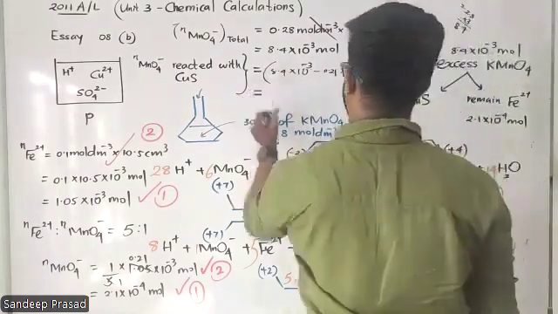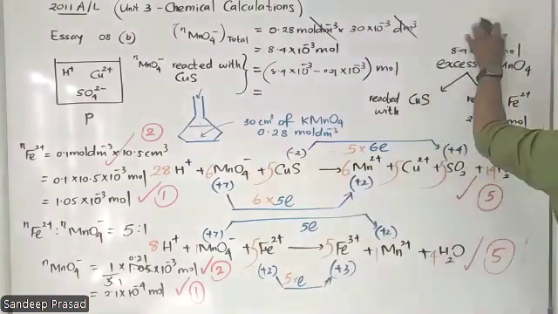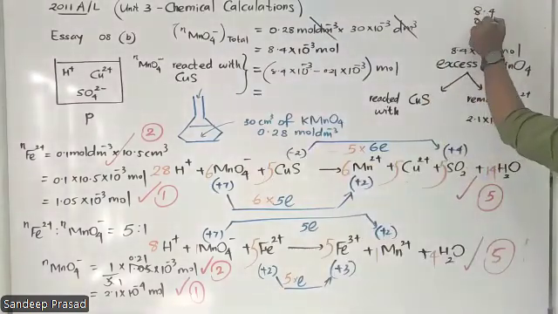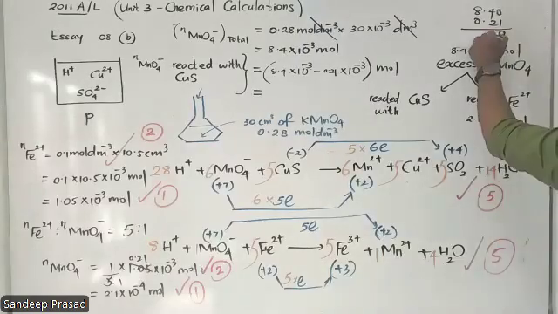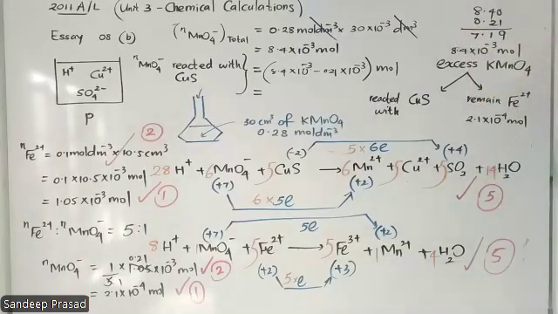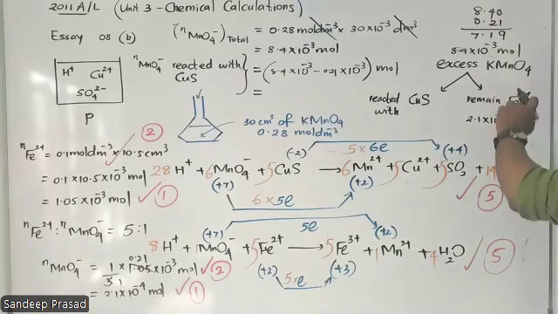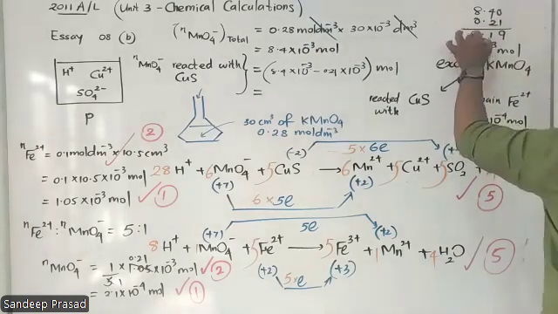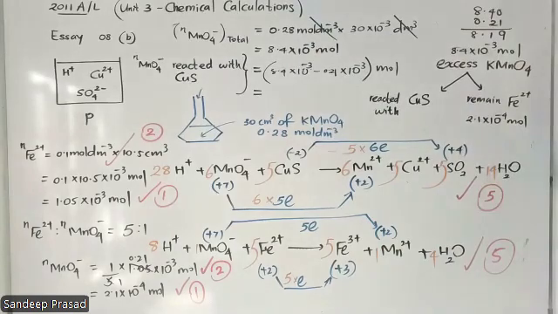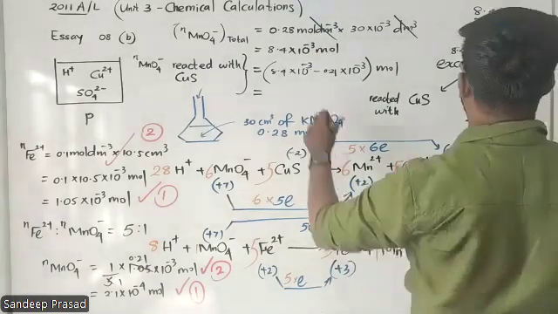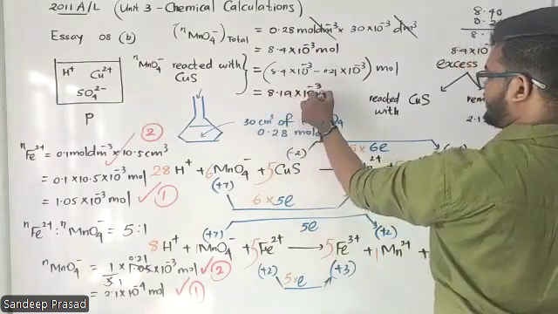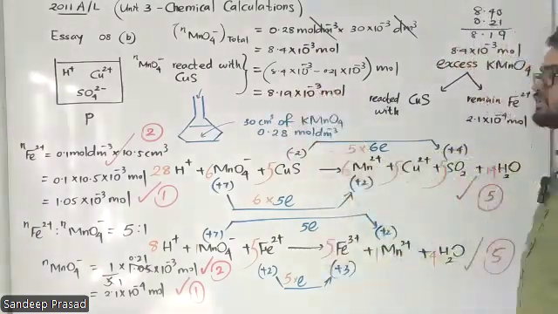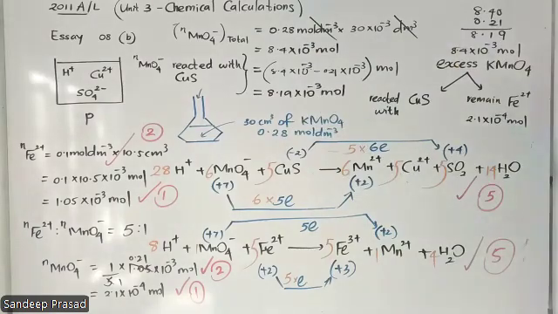So what is the difference? 8.4 minus 0.21, take the difference: 8.19. So 8.19 × 10 to the power minus 3 moles. These are the potassium permanganate moles reacted with copper sulfide.